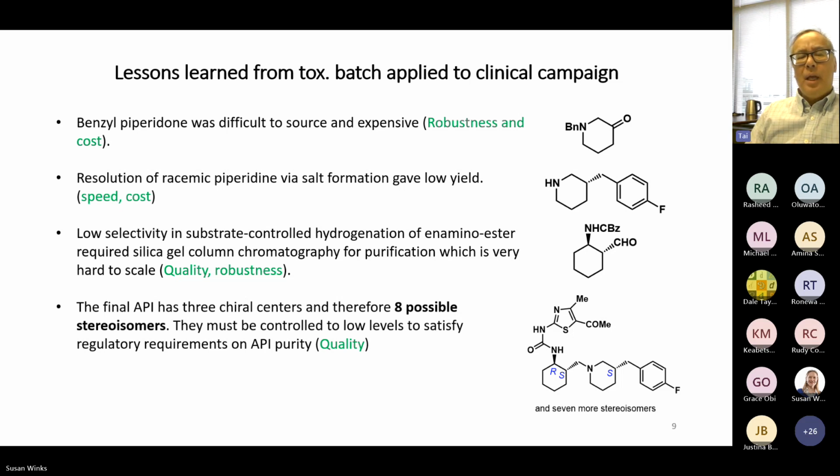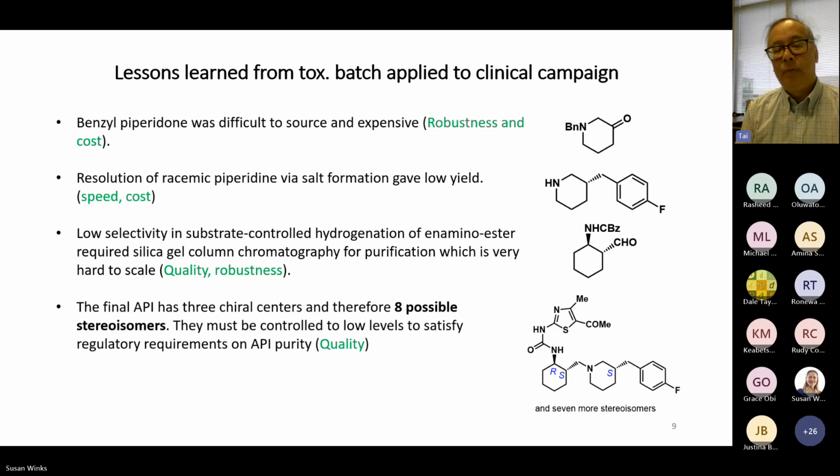Finally, the API has 3 chiral centers, and of course, there are 8 possible stereoisomers there. So, as I depicted here, with the absolute stereochemistry of the desired product. So we really must control all 3 of the chiral centers to high optical purity in order to fulfill regulatory requirements for the API purity profile.